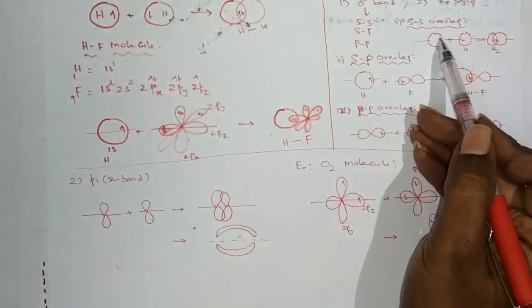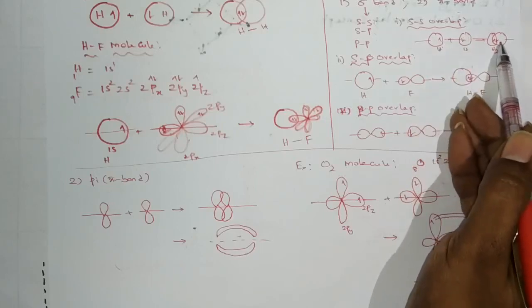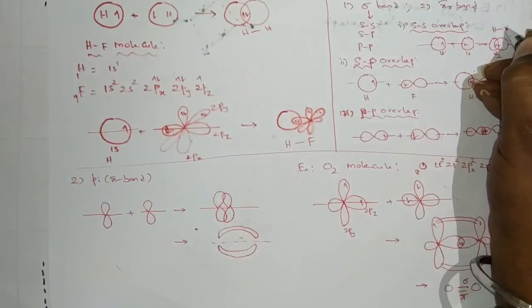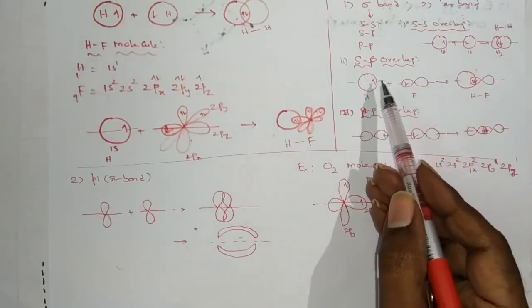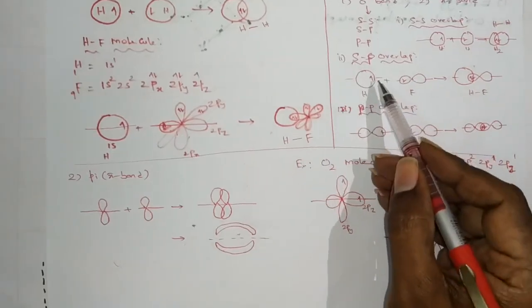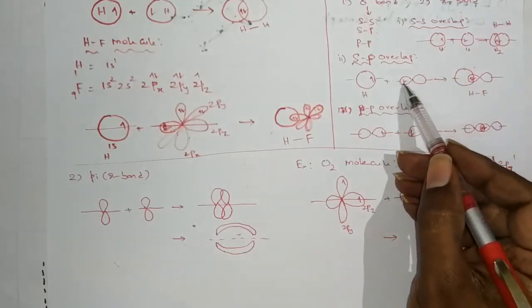Hydrogen atom, one has 1 electron, another hydrogen atom has 1 electron with the opposite spin. The hydrogen molecule is formed with the covalent bond H-H. And SP overlap also takes place along the internuclear axis. S orbital is spherical, it is symmetrical, therefore it can combine with any p orbital. Right?